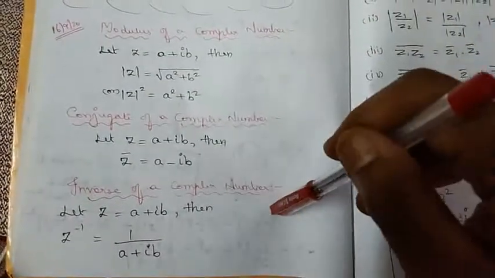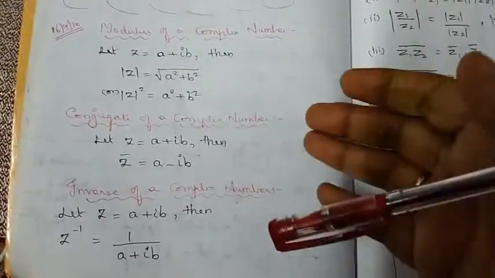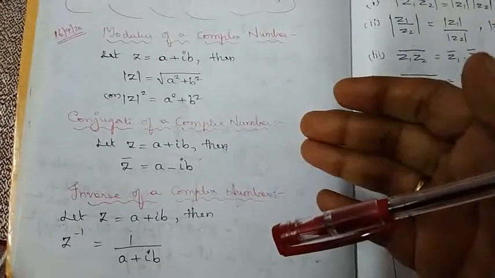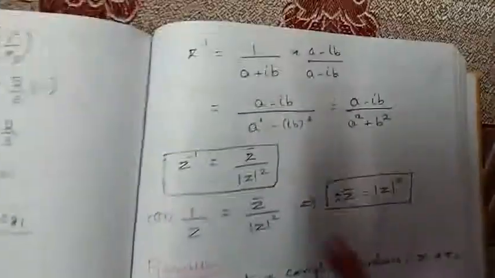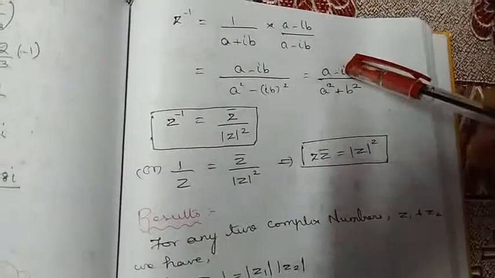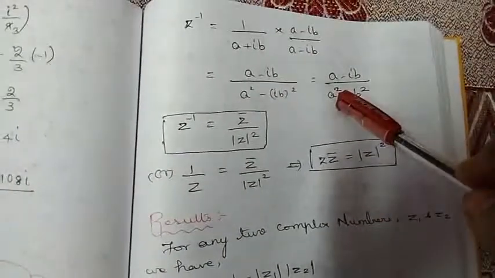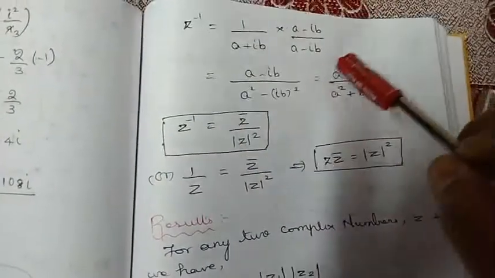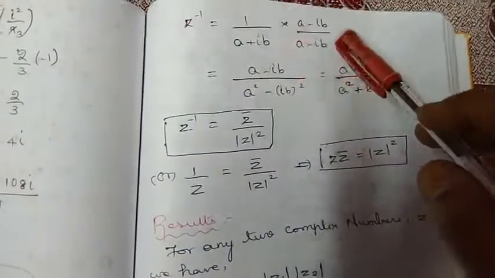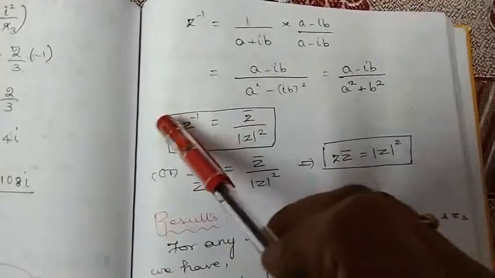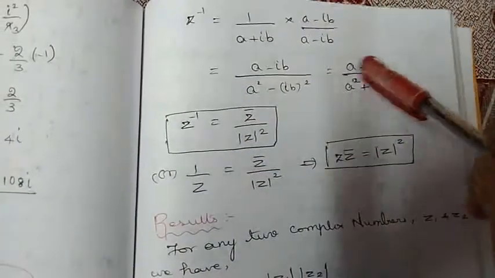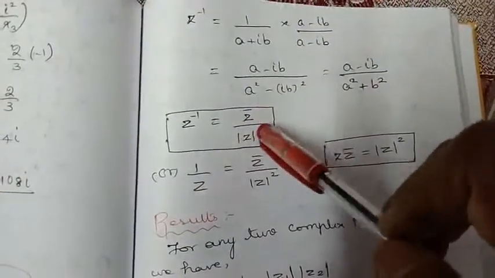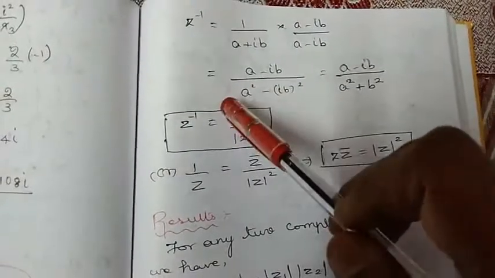Then how to find the inverse of a complex number? That also we have seen already in the beginning of this chapter. You have to multiply and divide by its conjugate. So from this what we infer? Z inverse is nothing but Z conjugate divided by, see, this is what we got after multiplying by its conjugate. So Z inverse can be written as Z bar divided by modulus of Z the whole square. What is Z bar? Conjugate of Z.